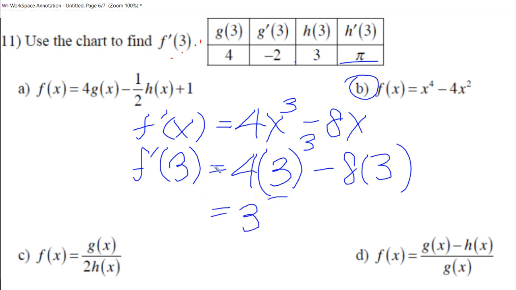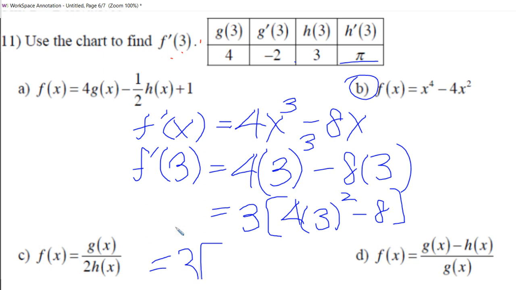That's a lot of math, so I'm going to factor out 3. Okay, that's better. 36 minus 8, 3 times 26, and then multiply by 3. There we go, and then we're done.